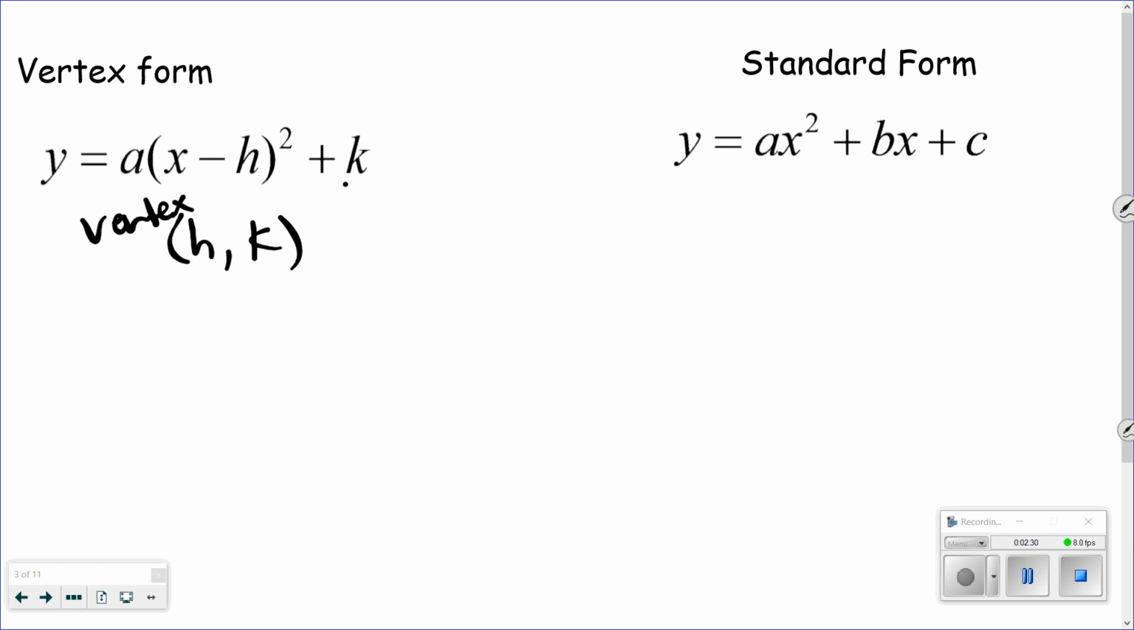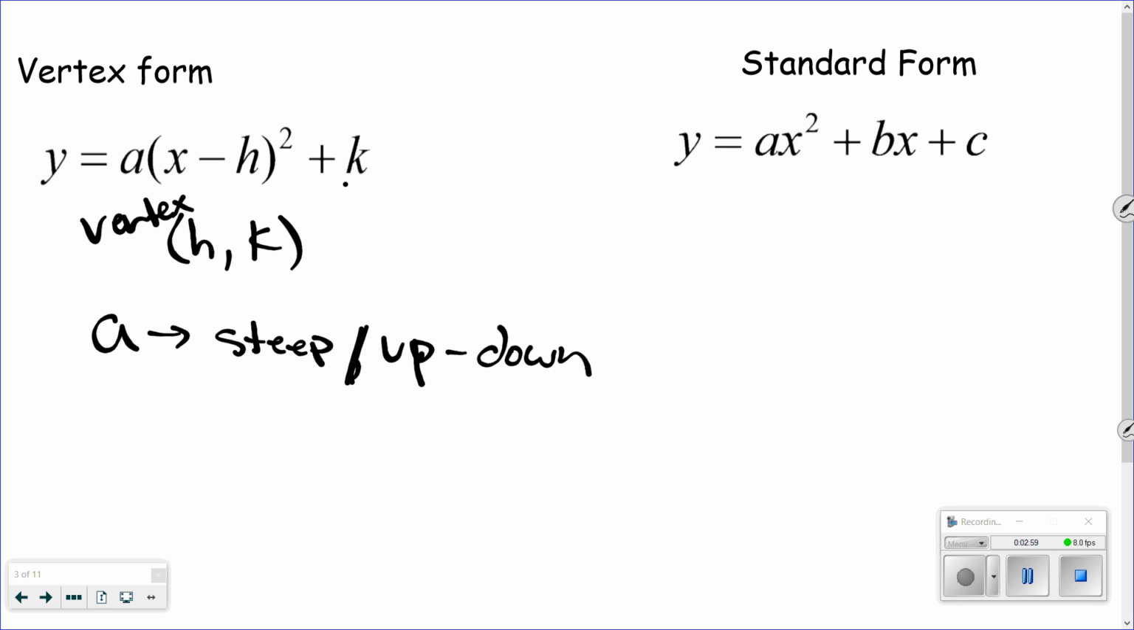The a, just as a quick reminder, a controls how steep the graph is. Remember, if it gets bigger, it makes it steeper. It's a vertical stretch. If it gets smaller, it makes it less steep. And it also controls whether it opens up or down. So if a is positive, the graph's open up. If a is negative, it reflects the graph down. Okay, so that's vertex form. We've done a bunch of those. We're all really good at that.